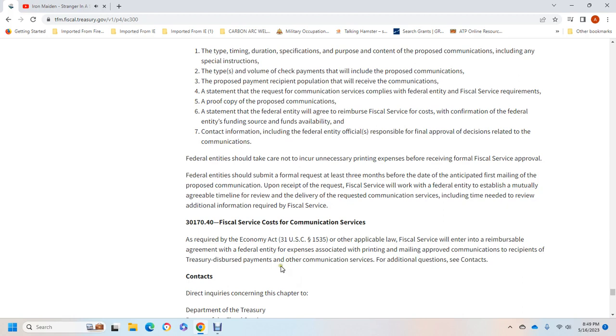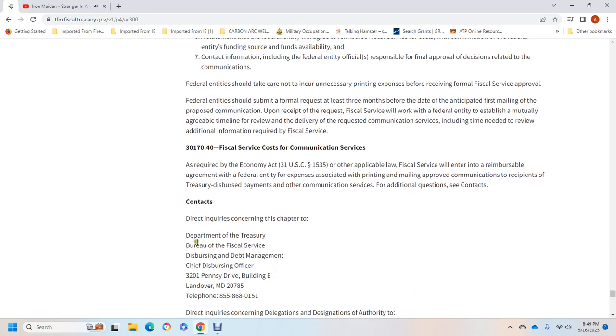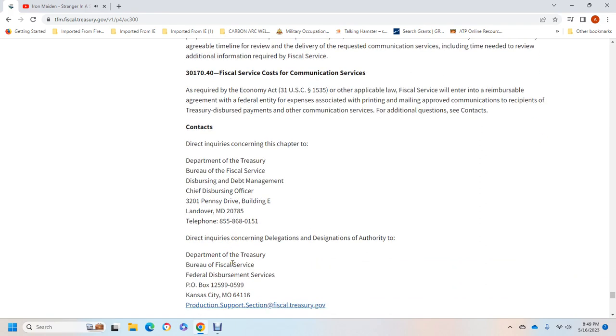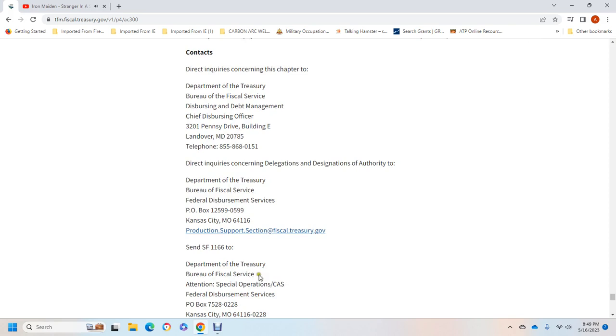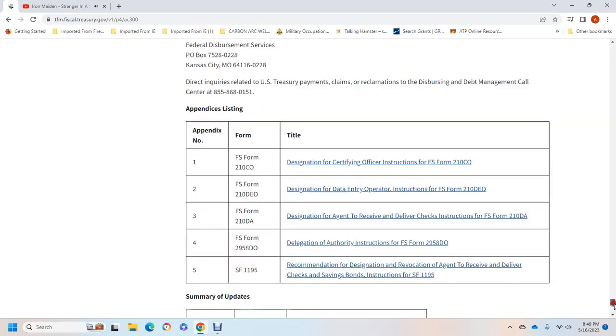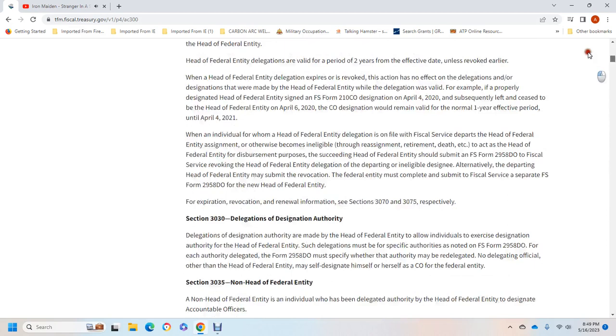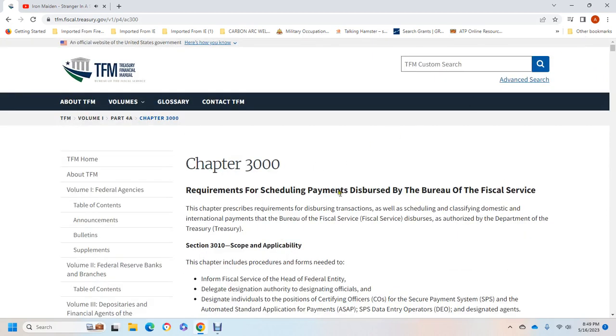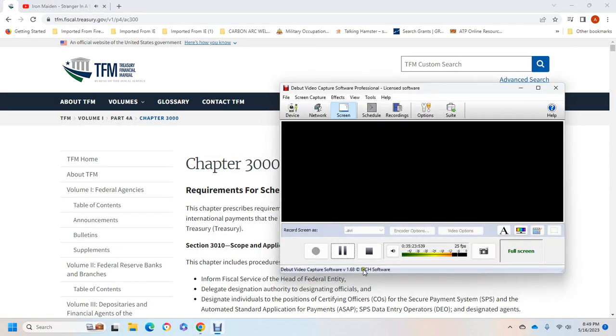For additional questions, see contacts: the Department of Treasury, Bureau of Official Service, the Chief Disbursing Officer, Federal Disbursement Services. Department of Treasury, Bureau of Official Services, Attention Special Operations and CAS, Federal Disbursement Services. That is the completion of Chapter 3000 Requirement, Scheduling Payment Disbursement for the Bureau of Official Services.